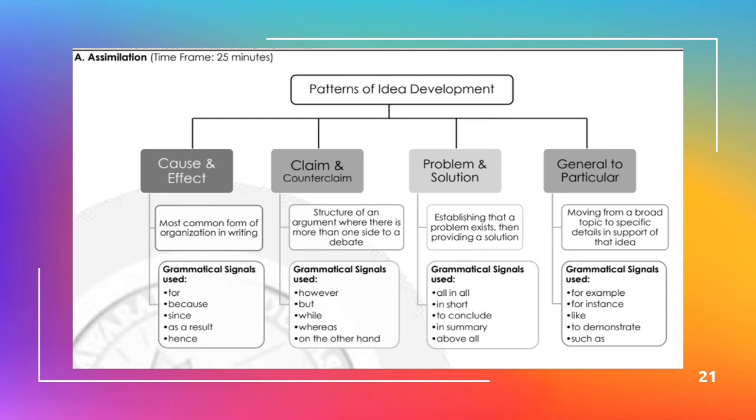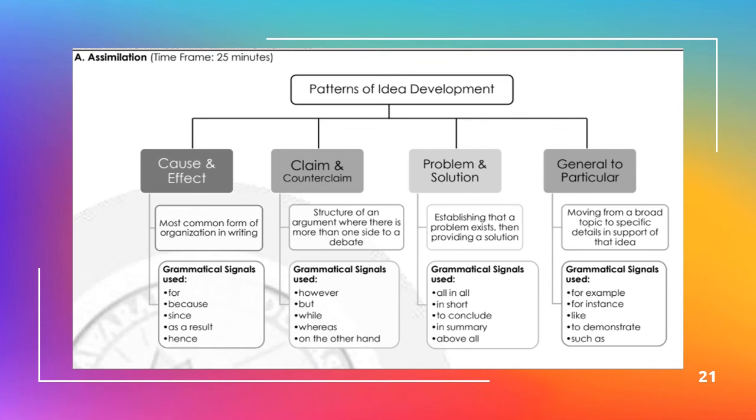Okay, this is the generalization of the patterns that we discussed. This is the generalization of the grammatical signals that we discussed. So again, there are 4 patterns of idea development. The first one is the cause and effect. This is the most common form of organization in writing. So when we say cause, we give the reason. Then when we say effect, we give the results.